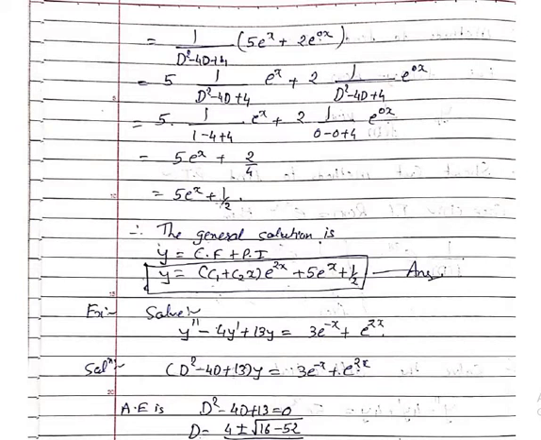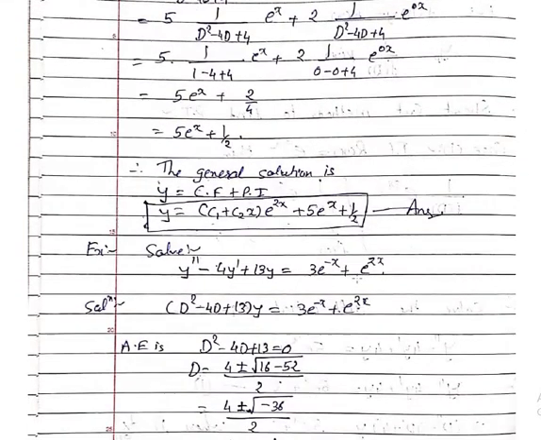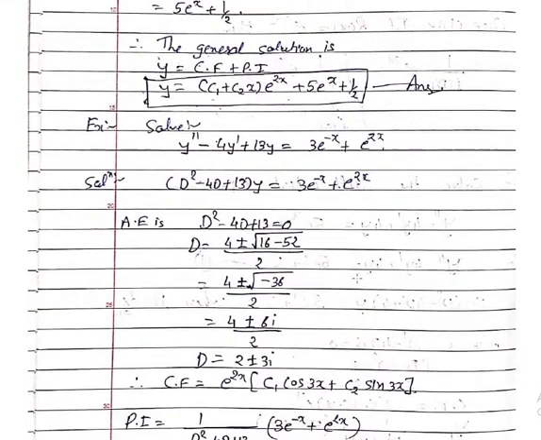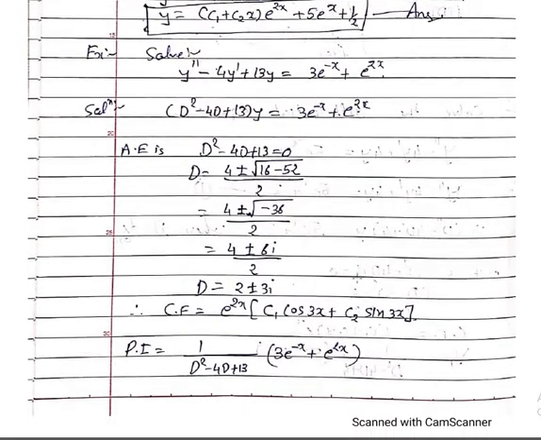And that will give the general solution y is equal to CF plus PI. That is y is equal to (c1 plus c2x) e raised to 2x plus 5 e raised to x plus 1 by 2. Okay. So please remember it, you always have to write down the general solution at last. In the same manner, solve y double dash minus 4y dash plus 13y is equal to 3 e raised to minus x plus e raised to 2x.